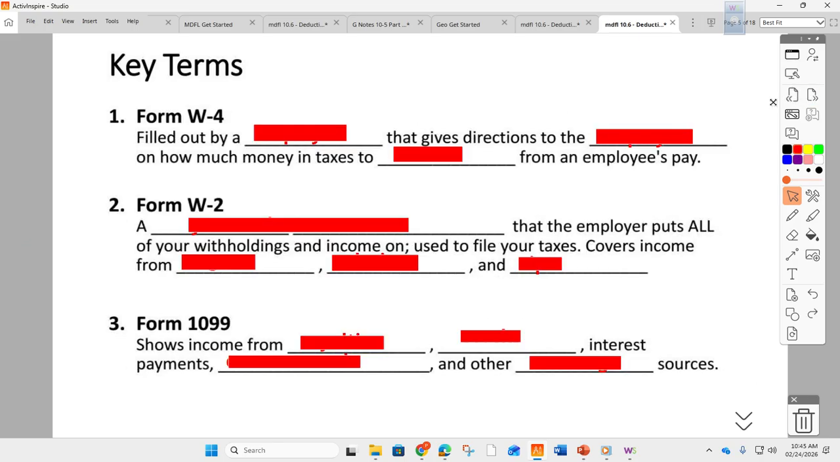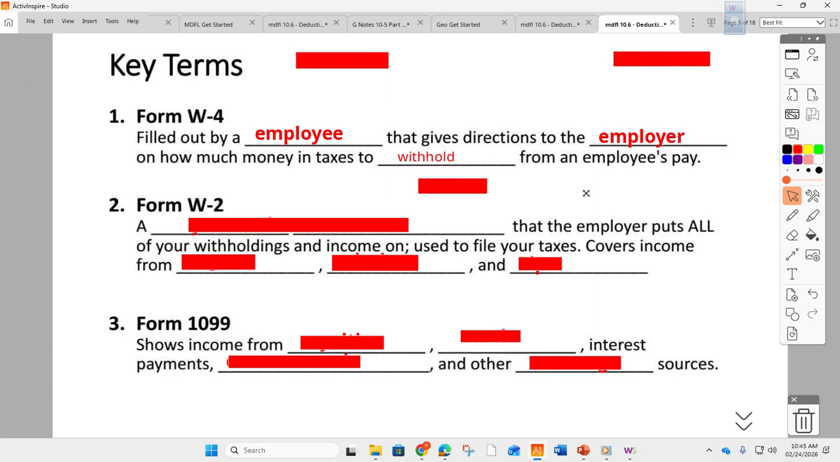We have talked about the W-4 form. Raise your hand if you filled out a W-4 form before. Raise your hand if you have a job or have had a job before. If you have a job or have had a job, you have filled out a W-4 form. By law, they cannot let you start working until you fill out this form.